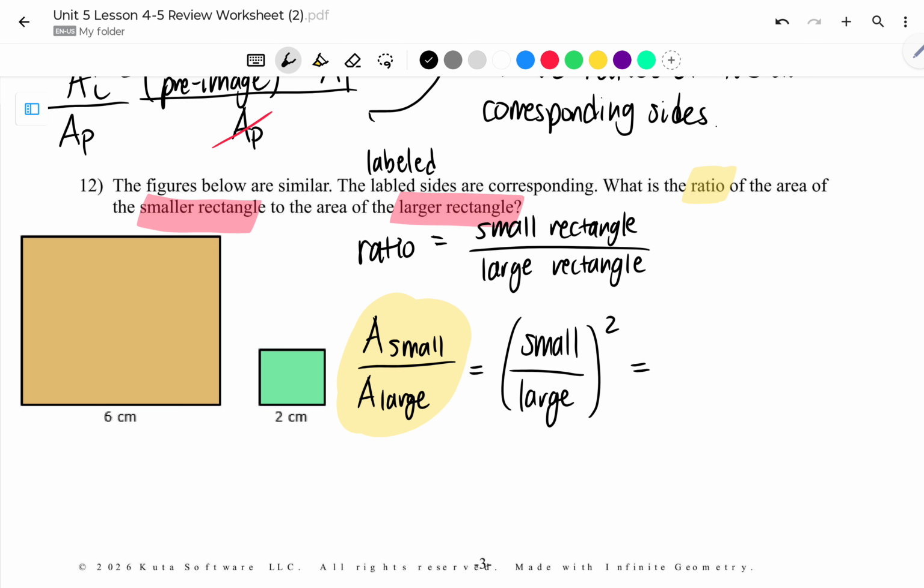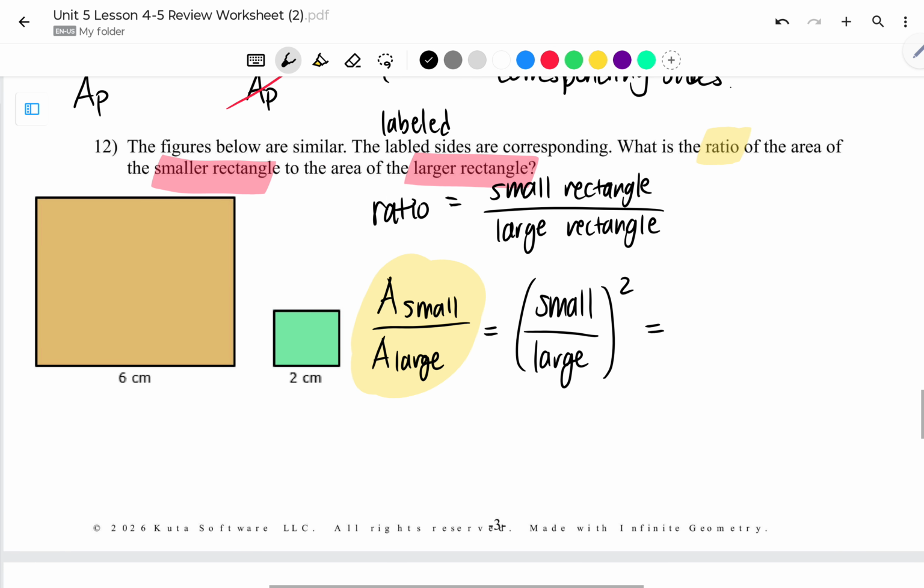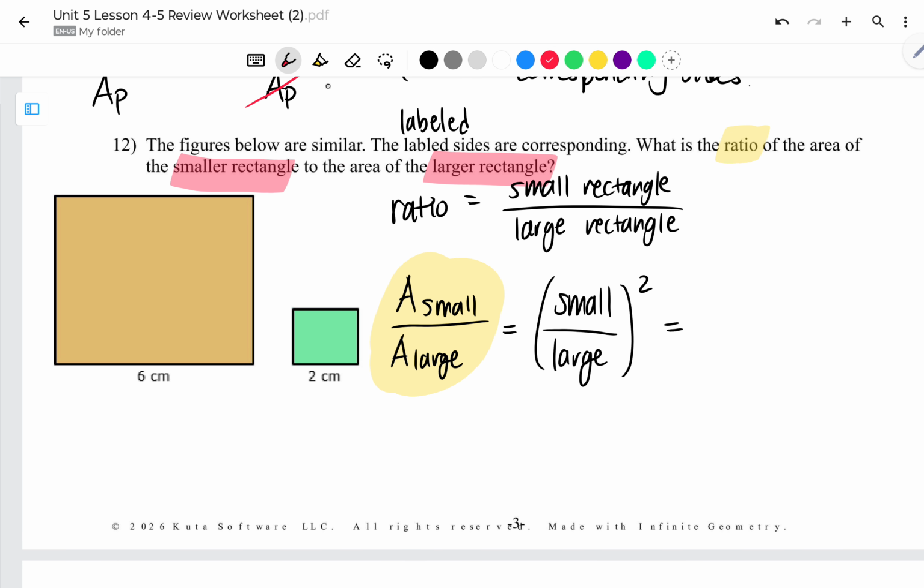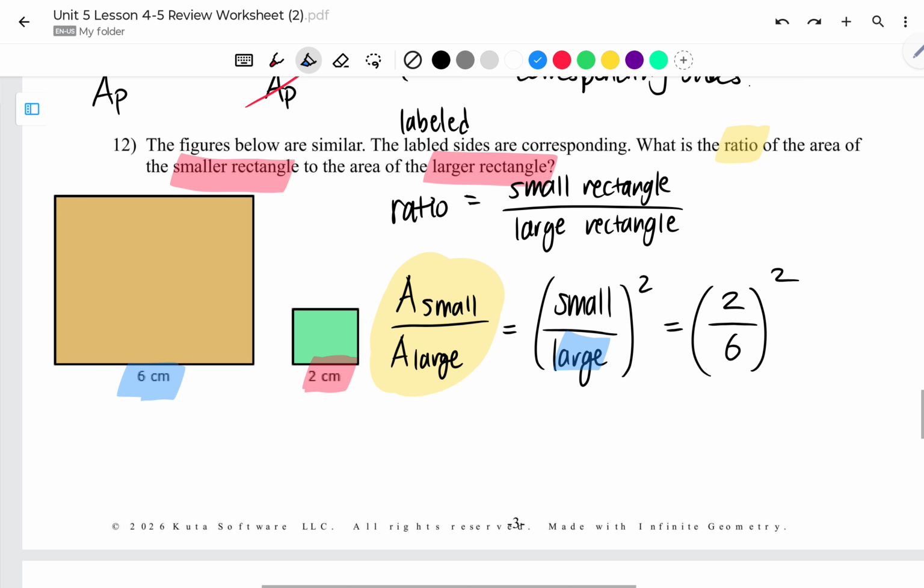Let's just plug in the sides. I know a matching small side. A small side is, let's see, I know one small side is 2. I know one big side is 6. So I'm going to go ahead and put 2 over 6. Don't forget the squared. Right, again, if you're wondering where I got those values, I'm highlighting them for you right now.